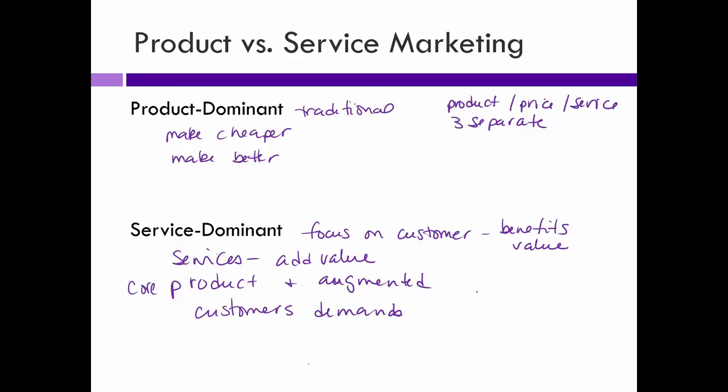Again, I know I've said this before, but the key to successful marketing isn't to come up with something and then convince people they want it, which is the product dominated thing. The key is to figure out what people want and then provide it. And so that's the service dominated approach. That's really where we are now.